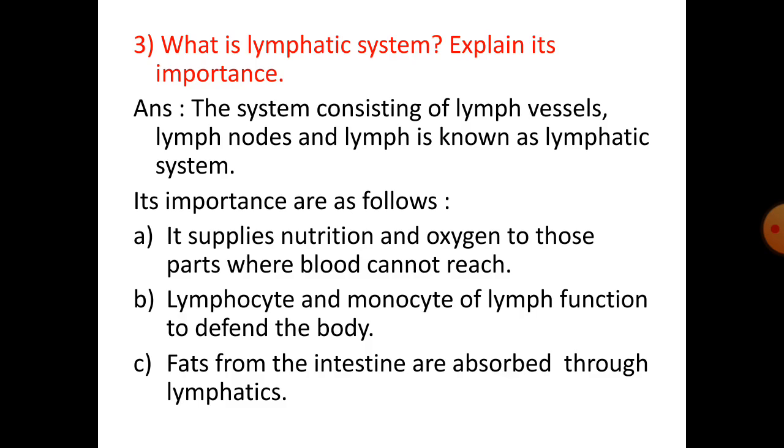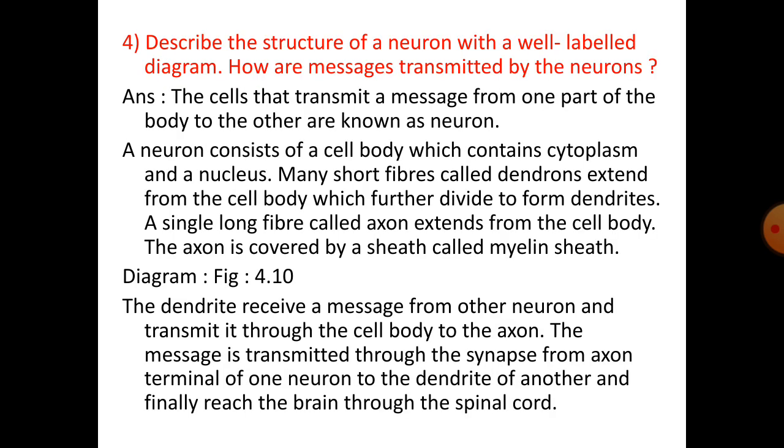Number 3. What is lymphatic system? Explain its importance. The system consisting of lymph vessels, lymph nodes and lymph is known as lymphatic system. Its importance are as follows. It supplies nutrition and oxygen to those parts where blood cannot reach. Lymphocyte and monocyte of lymph function to defend the body. Fats from the intestine are absorbed through lymphatics.